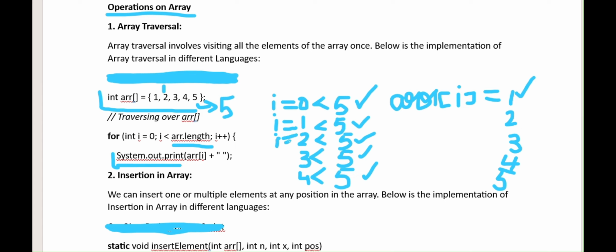Yes, it is true. Next, this statement will execute. Array of 2 will be printed. Array of 2 is 3. So we get array of 0, 1, 2.